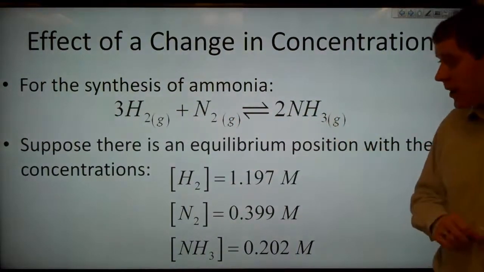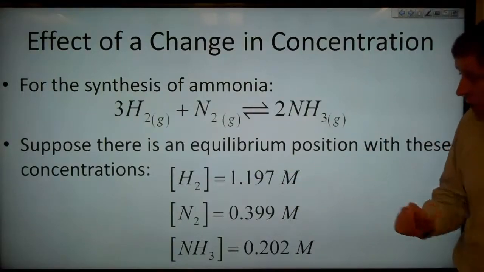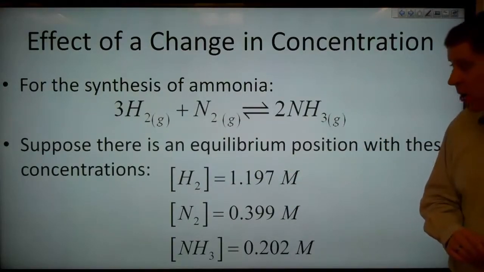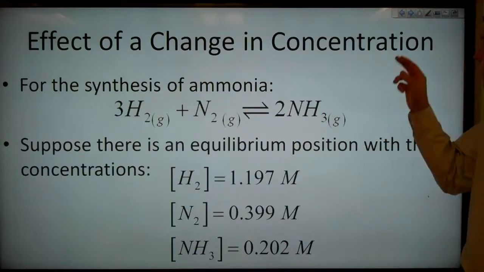So for the synthesis of ammonia, again we have 3 hydrogen molecules reacting with 1 nitrogen molecule to give us 2 ammonia molecules. So suppose there's an equilibrium position with these concentrations, 1.197 molar of hydrogen, 0.399 molar of nitrogen, and 0.202 molar of ammonia.